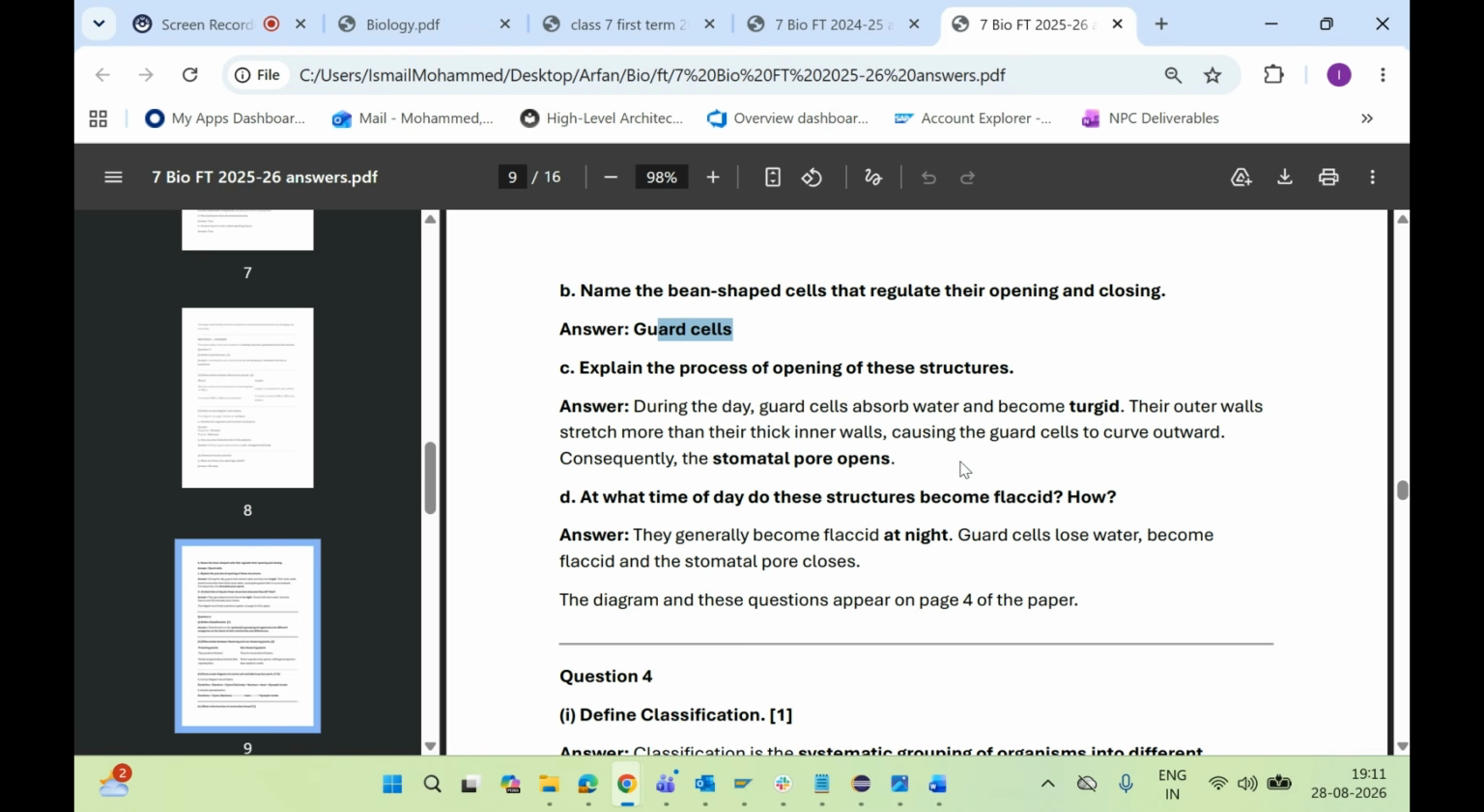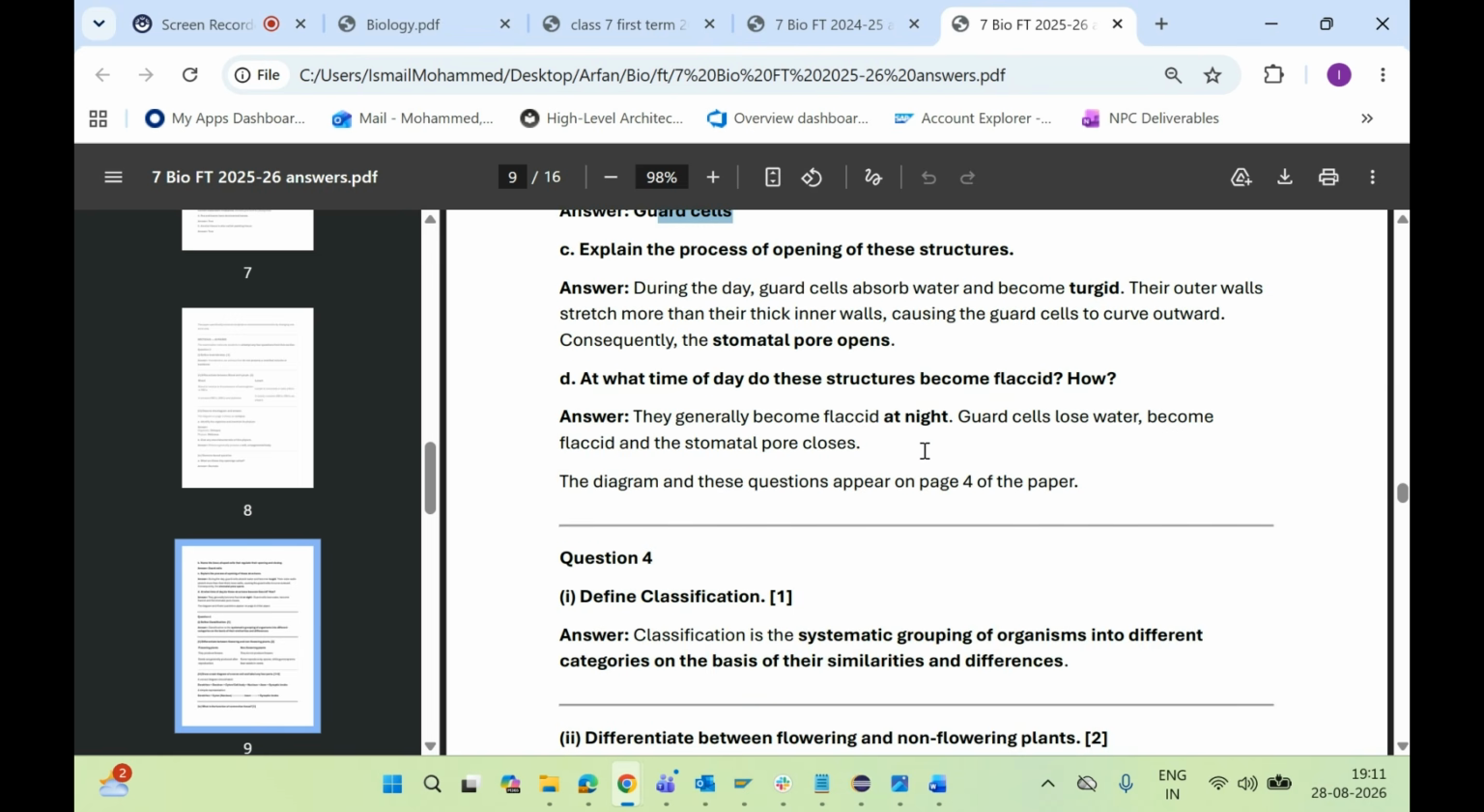See, in the night, what happens? These pores close up because the water goes from the stomata to other parts of the plant, and the bulging guard cells become flaccid during the night, and it closes. So that is the process.